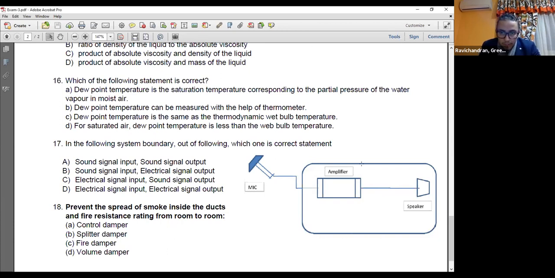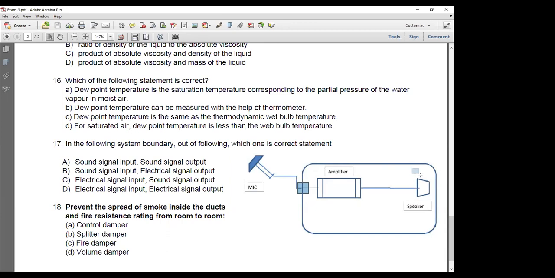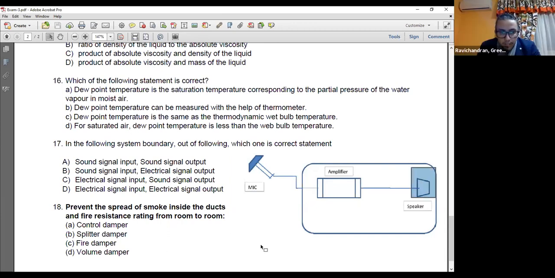What is the answer here? C? See, this is C. This electric signal crosses the boundary. This is the input here. And the output is the speaker. So the answer is C. 18.